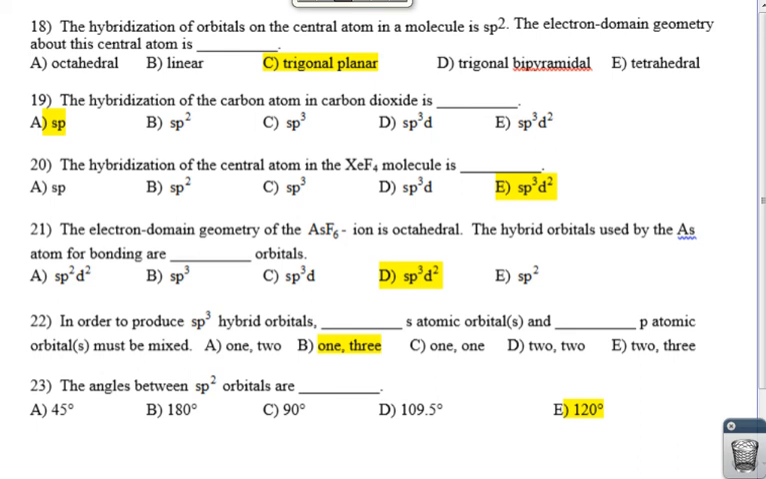Number 18, hybrid orbitals centralized in an SP2 electron. Why is the electron domain floating? It's a superscript for some reason. SP2 is trigonal planar. What's the hybridization of carbon dioxide? You'd have to draw it. Carbon dioxide is double bonded in both directions. How many directions is the carbon going in? 2. It's going there twice and there twice, but it's still only going in 2 directions.